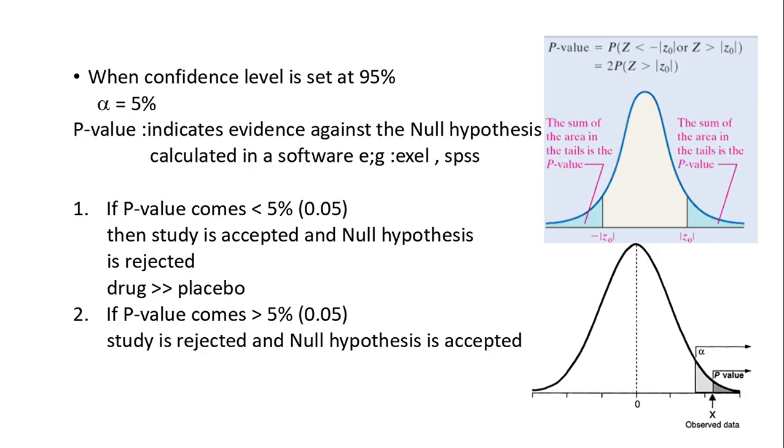When confidence level is set at 95%, alpha is equal to 5%. The p value indicates evidence against the null hypothesis, calculated in software, for example Excel or SPSS. If the p value comes less than 5%, 0.05, then the study is accepted and the null hypothesis is rejected, that is, the drug is better than placebo. If the p value comes more than 5%, that is 0.05, the study is rejected and the null hypothesis is accepted. These are images showing the p value. You can go through different books and articles on confidence interval to learn more about it.